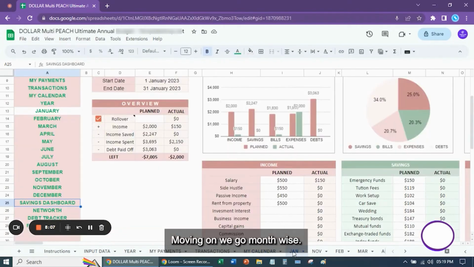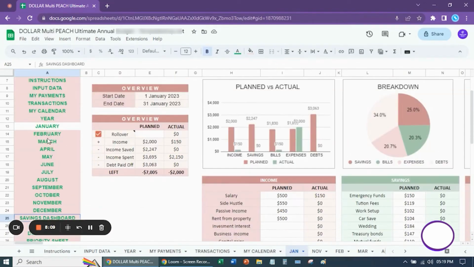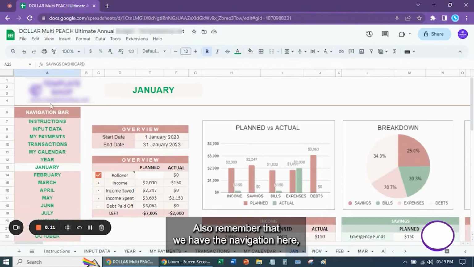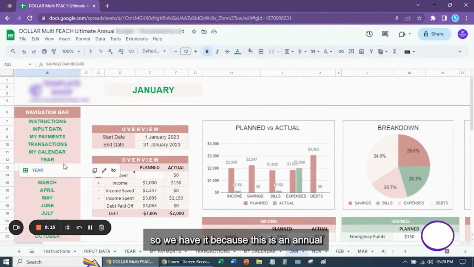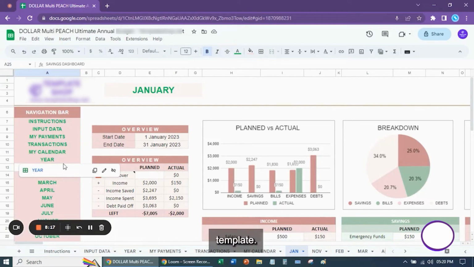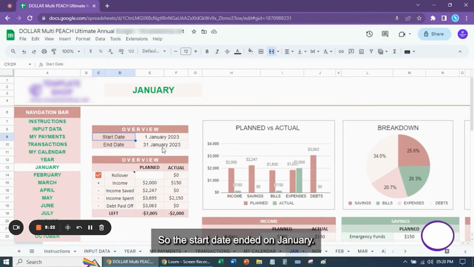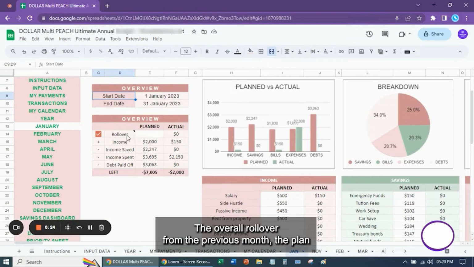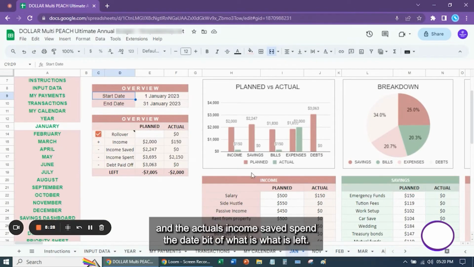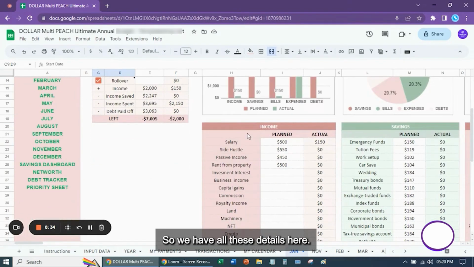Moving on, we go month-wise. Also, remember that we have the navigation bar here. So we have it because this is an annual template. We have it by the month. So the start date, end date of January, the overall rollover from the previous month, the planned and the actuals, income, saved, spent, the debt paid off, and whatever is left. So we have all these details here.